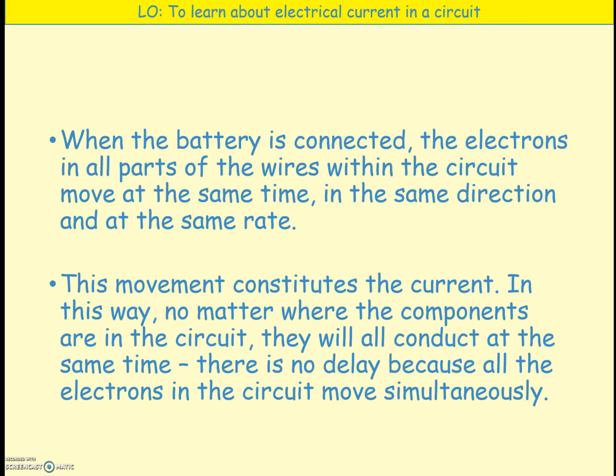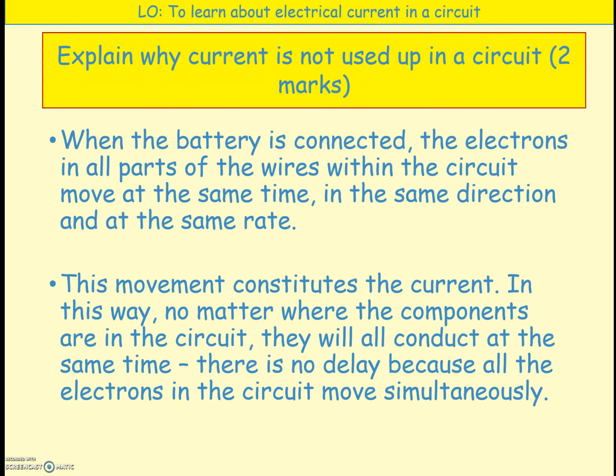In this way, no matter where the components are in the circuit, they will all conduct at the same time. There is no delay because all the electrons in the circuit move simultaneously. That would be an example of a 2-mark question where you're asked to explain why current is not used up in a circuit. Pause the video and make a note of this now.